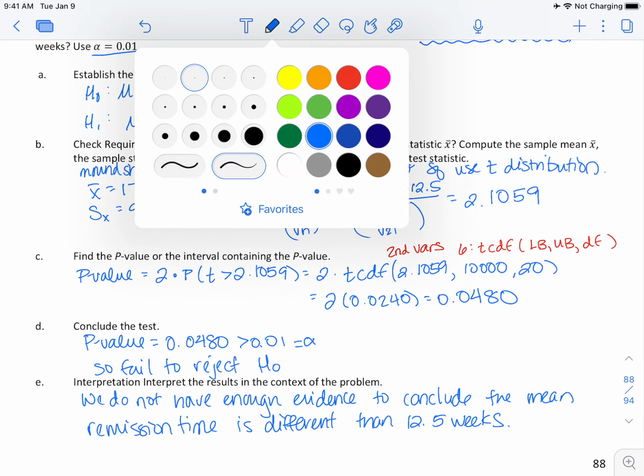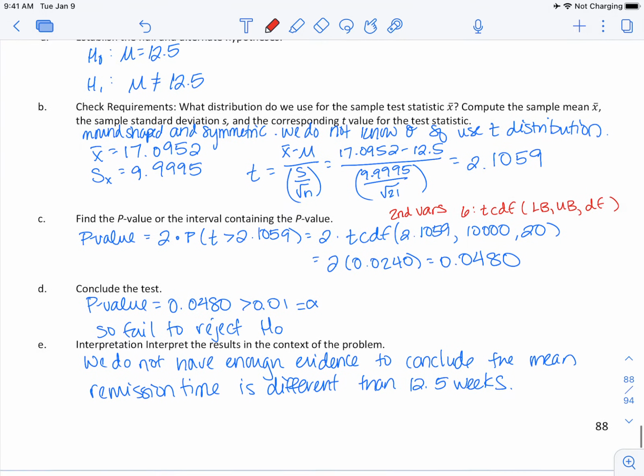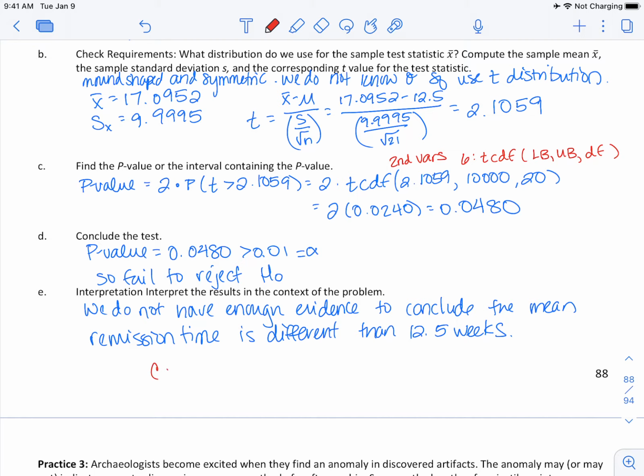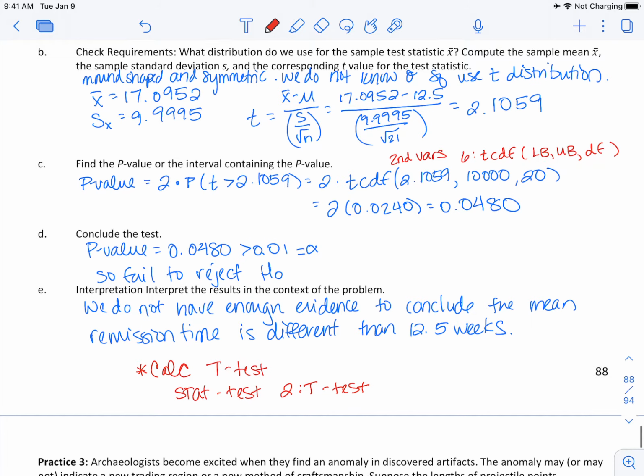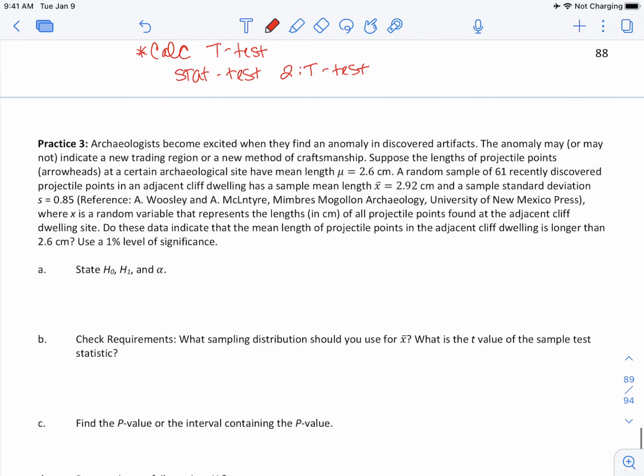Again, if we're looking to do this strictly in your calculator, this is the t-test, and so you're going to choose stat, test, and then choice 2, which is the t-test. Okay? And we're going to do the t-test in detail for this last one.